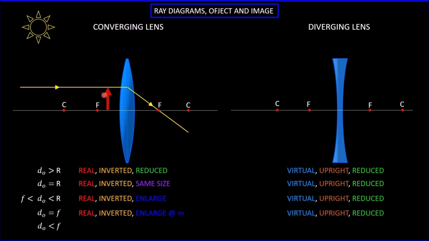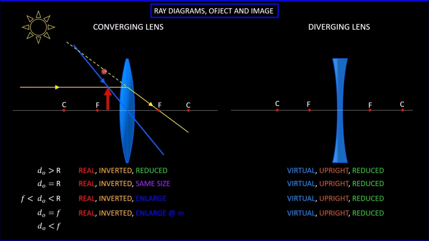The second ray passes the object and goes to the center of the lens. After it hits the center of the lens, it continues straight. The two rays in the back of the lens cannot cut together because they get further and further apart. So we extend the ray path back through the point F.